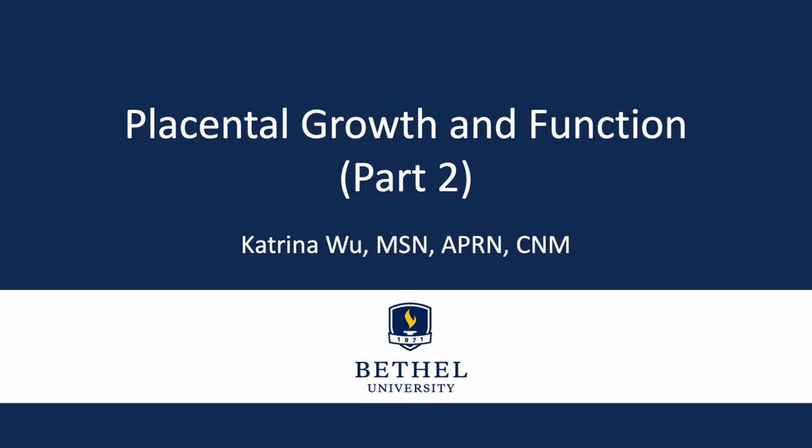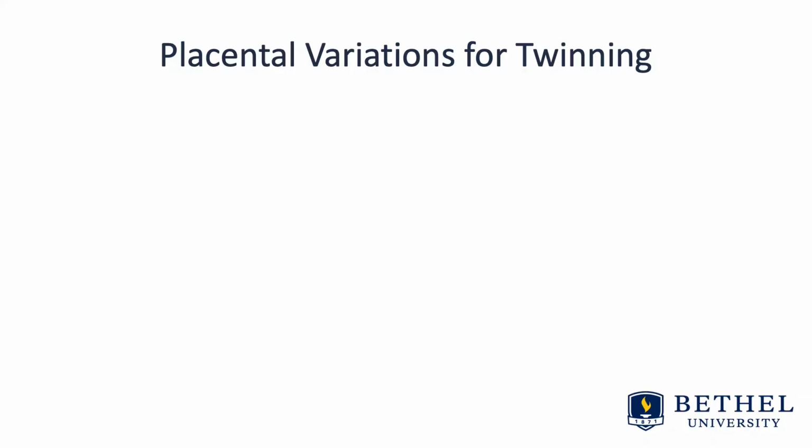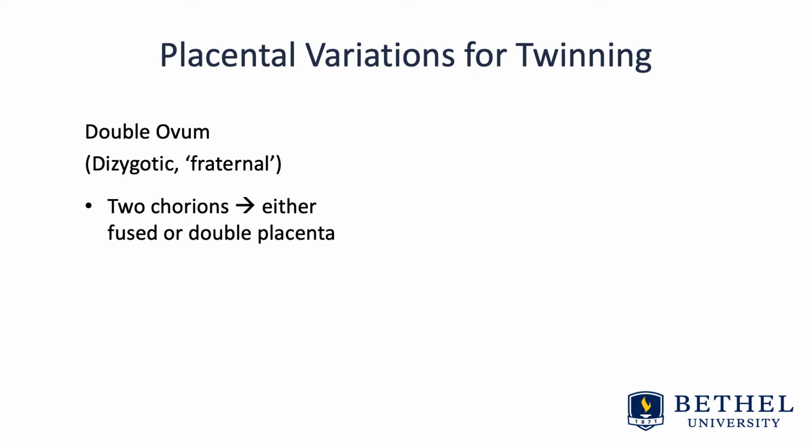Okay, moving right along to twins. So we know we have two basic types of twins. We have fraternal twins and identical twins. So with fraternal twins, that's when the mother or the pregnant parent ovulated twice.